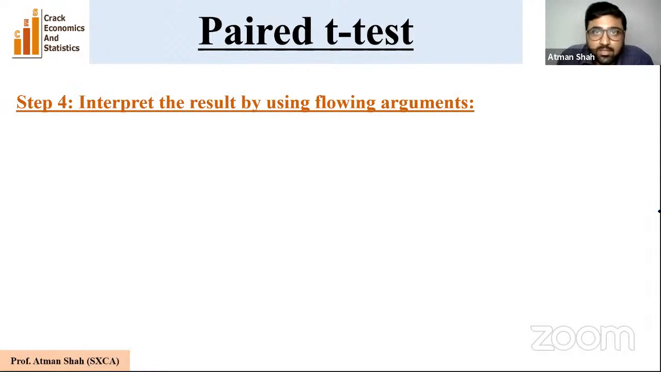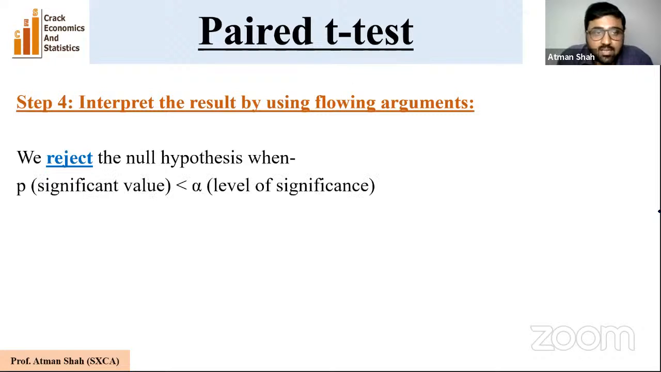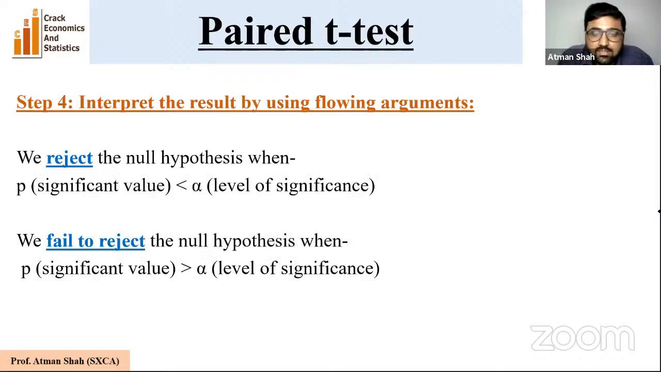So interpret the result by using these arguments. We reject the null hypothesis if P is less than alpha. We fail to reject the null hypothesis if P is greater than alpha. As I said earlier, these arguments are common.